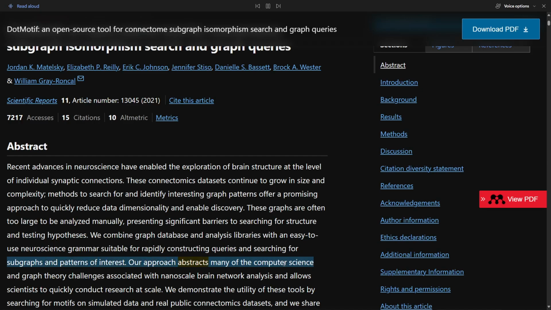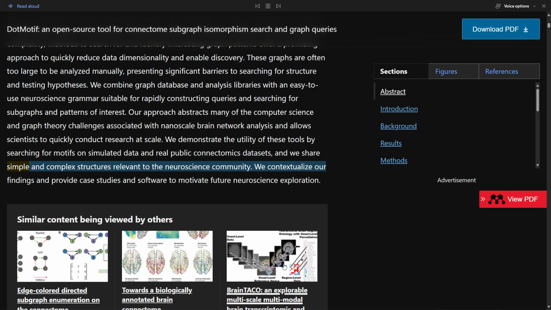Our approach abstracts many of the computer science and graph theory challenges associated with nanoscale brain network analysis and allows scientists to quickly conduct research at scale. We demonstrate the utility of these tools by searching for motifs on simulated data and real public connectomics datasets, and we share simple and complex structures relevant to the neuroscience community. We contextualize our findings and provide case studies and software to motivate future neuroscience exploration.